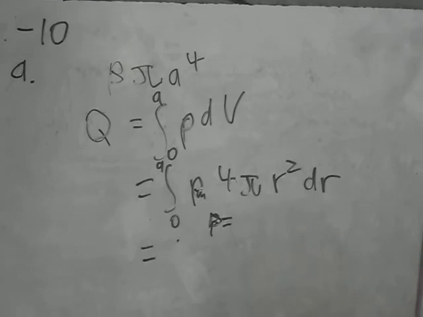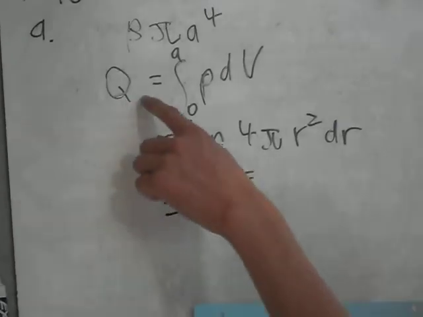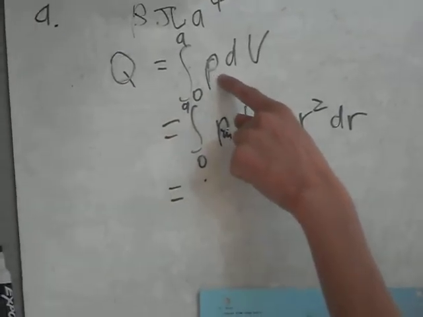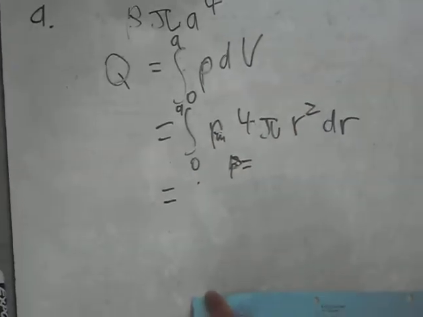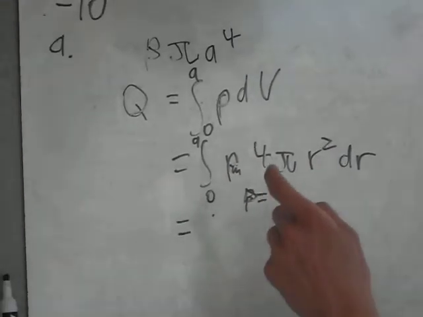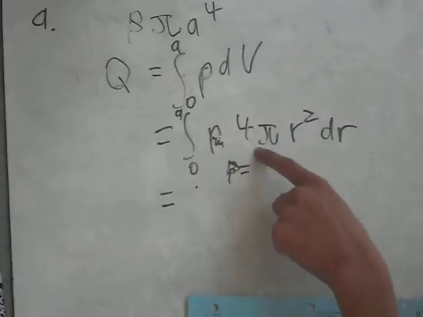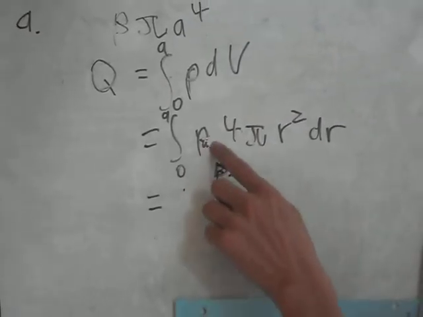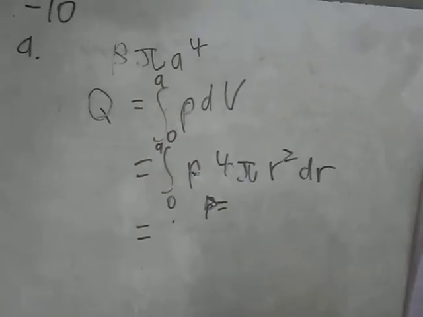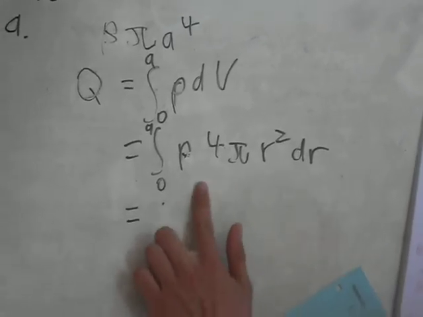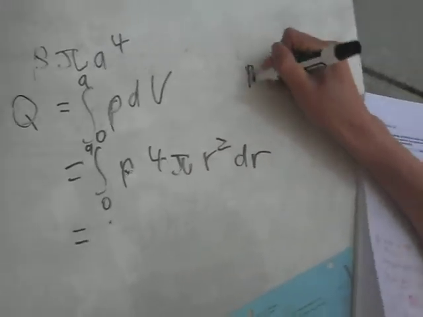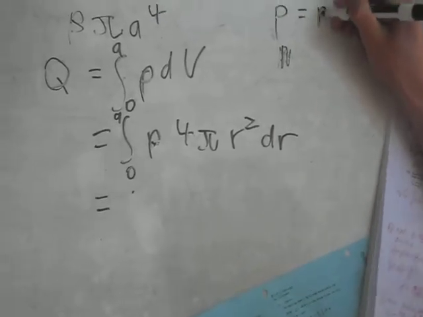Okay, in problem A, you have to show that the total charge Q in the region of radius A is this, right? Q is equal to the integral of rho times dV, the derivative of volume. And then dV can be turned into 4 pi r squared dr. The limits are A to 0 because it asks for the charge within the radius A. And it's already given that rho is equal to beta r.